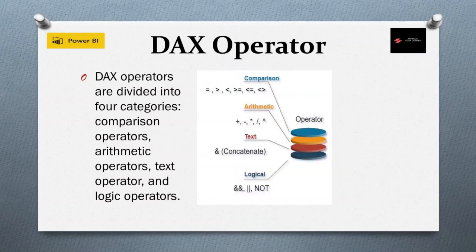Now DAX operators. How many operator categories do we have in DAX? Comparison, arithmetic, text, and logical. So there are four categories. Comparison means equal to, not equal to, greater than or equal to, less than or equal to, all those signs. Arithmetic we all know: plus, minus, multiplication, exponential, all those things. Now text is the concatenate sign. And in logical operators we have the AND operator, OR operator, and NOT.